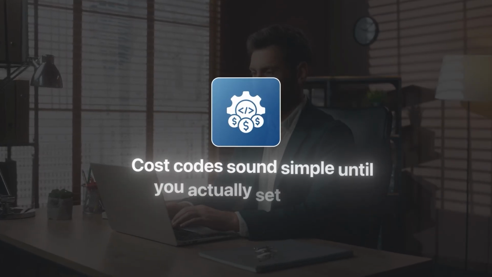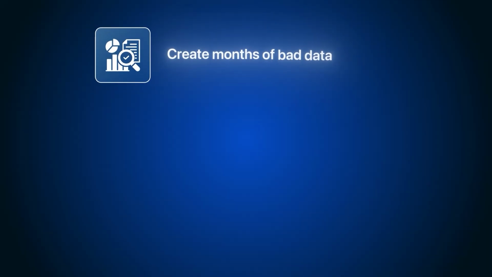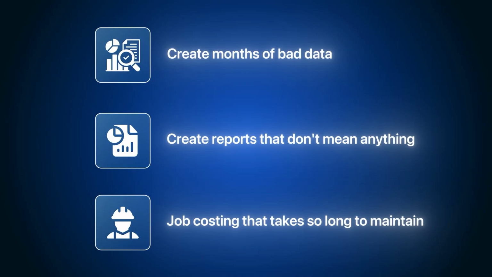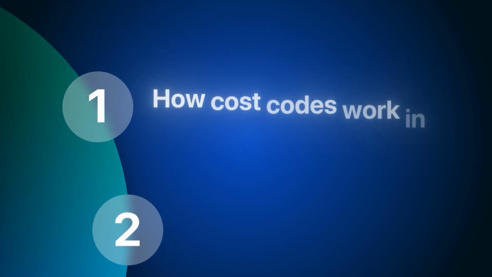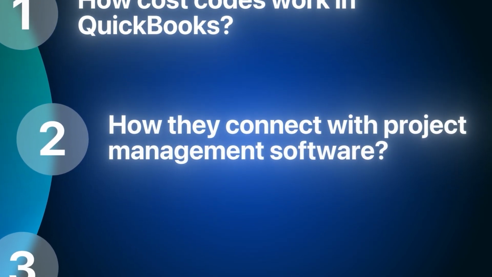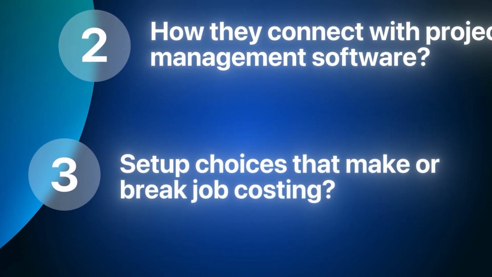Cost codes are one of those things that sound straightforward until you actually try to set them up. And the mistakes people make here don't just create a little extra admin work, they create months of bad data, reports that don't mean anything, and job costing that takes so long to maintain that most contractors eventually give up on it altogether. So today I want to walk you through how cost codes actually work inside QuickBooks, how they interact with project management software you're probably already using, and the setup decisions that will either make your job costing really usable or turn it into a nightmare.